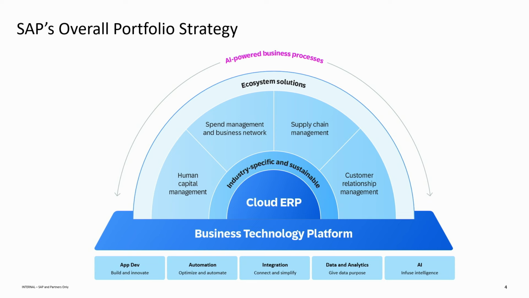I'll double click on the AI portfolio in a minute, but inside BTP, if you look at the bottom stack, it's the app development tools, everything that you need to build, low code, pro code. We'll get into the details. Automation as well, business process automation, integration, data analytics, where DataSphere is the centerpiece, and data, and then intelligence, like the AI part of it.